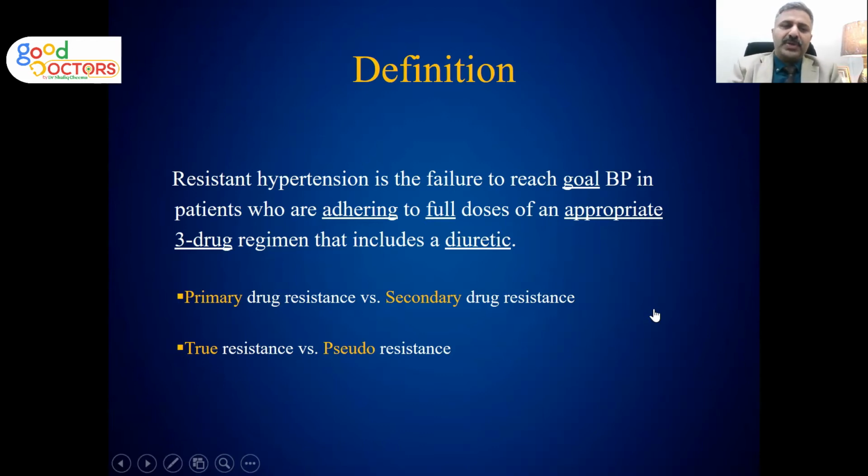Pseudo resistance would be you are giving 3 drugs, not including a diuretic. Are you giving 3 inappropriate drugs or very small dosages? That means apparently it seems like blood pressure is difficult to control, but that is actually pseudo resistance. You are doing something wrong. So it's an important differentiation.